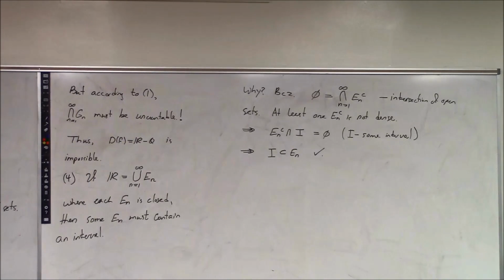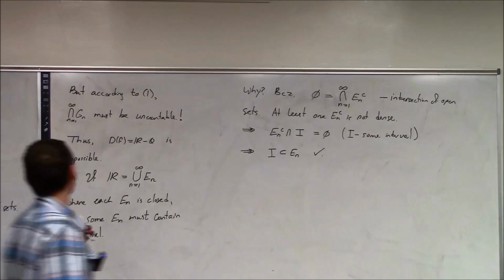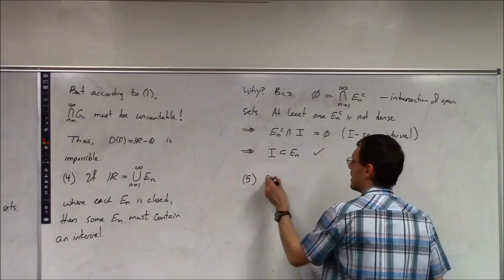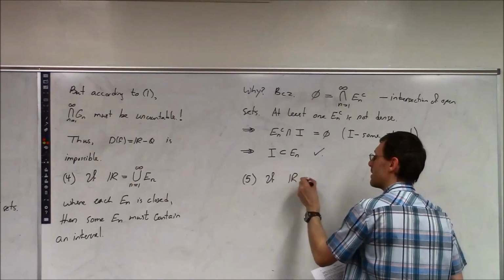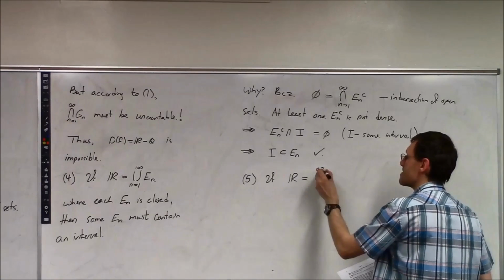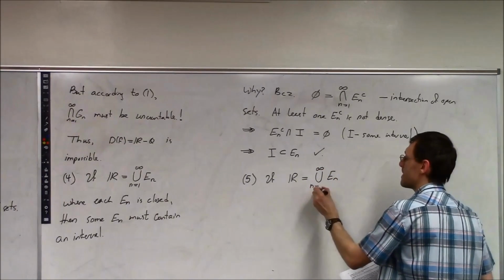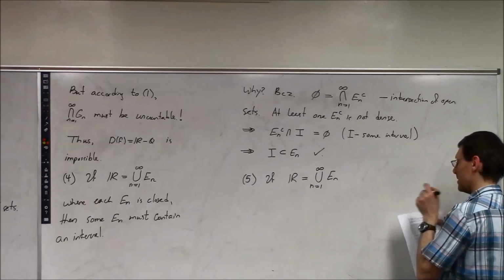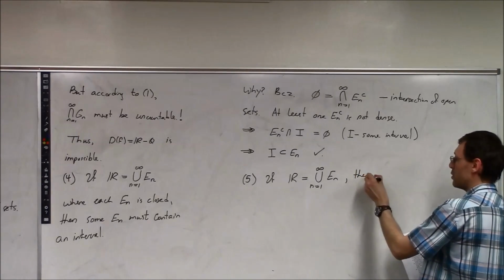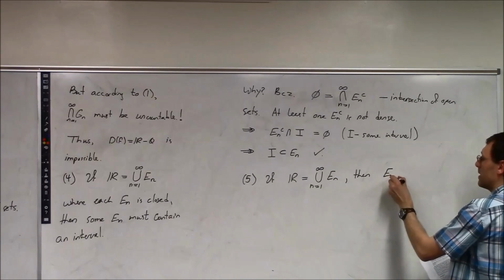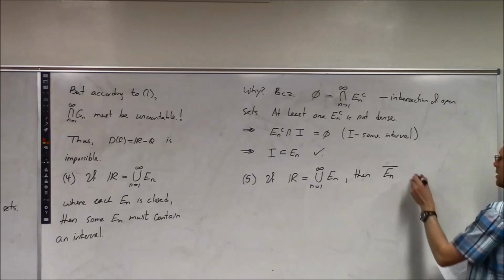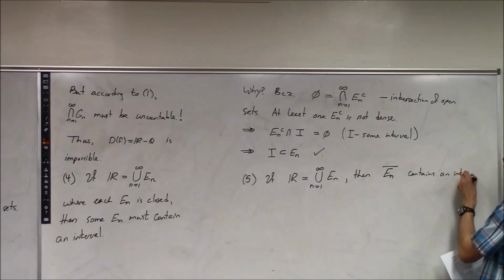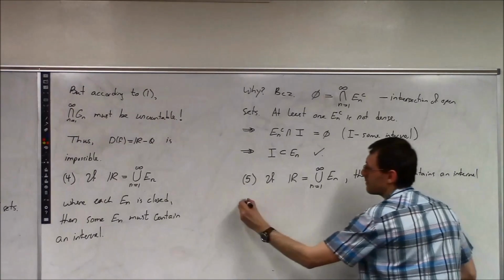So the next consequence is really the same as 4. Very similar to 4. Consequence 5. If R is the union of En, now I no longer assume that they are closed, then the closure of En contains an interval for some n.